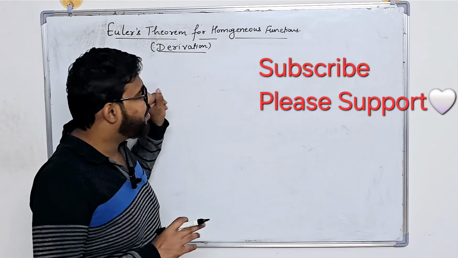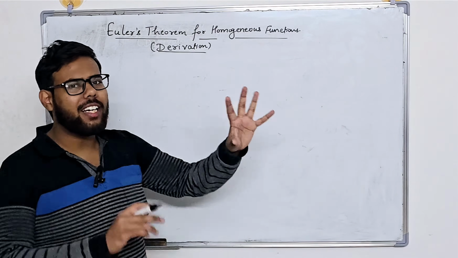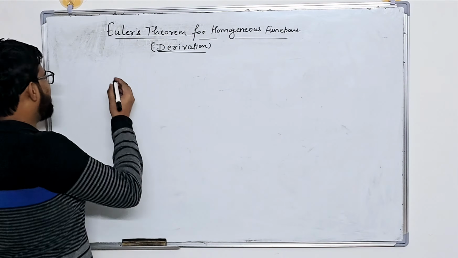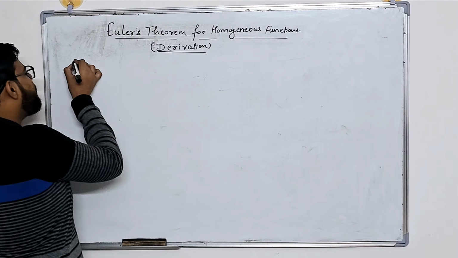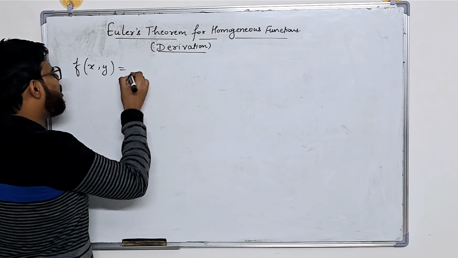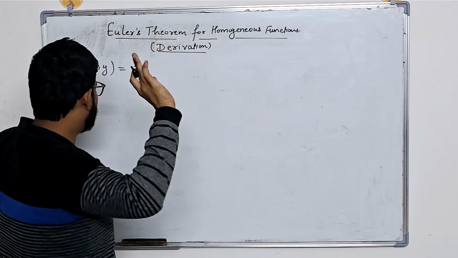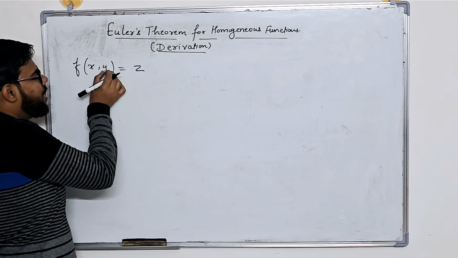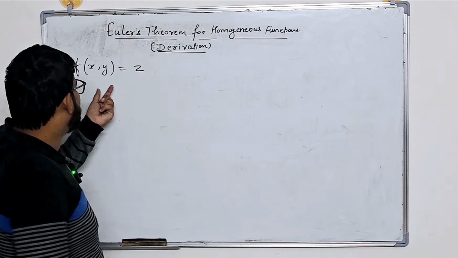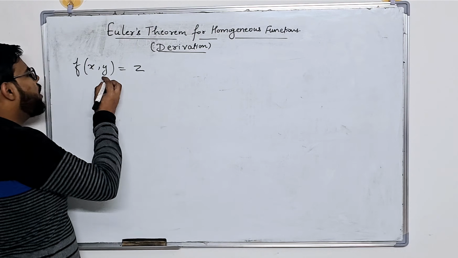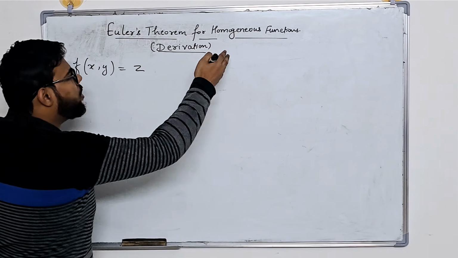And now let's start with the derivation. So first of all, let's see what this theorem states. Suppose you have a function f(x, y) equal to z. Z is some other function. So f is dependent upon x and y, right? Which means x and y are two independent variables, right? Okay. So what does this theorem state?